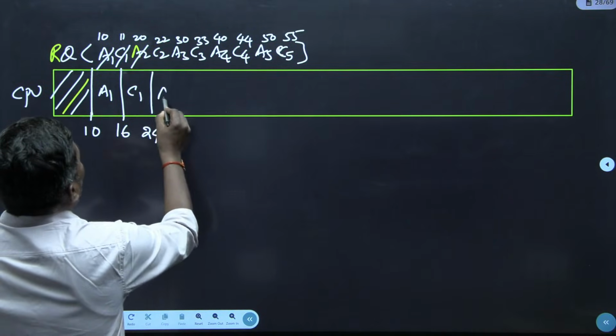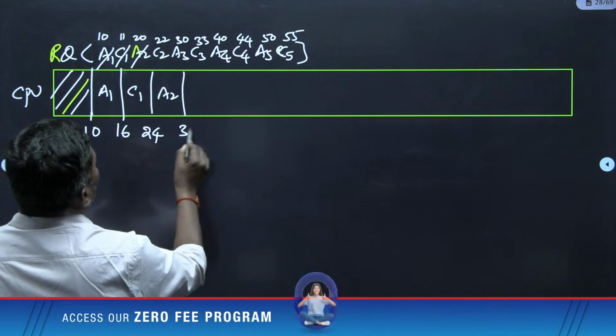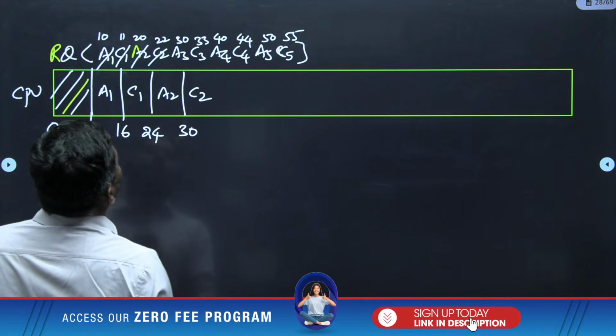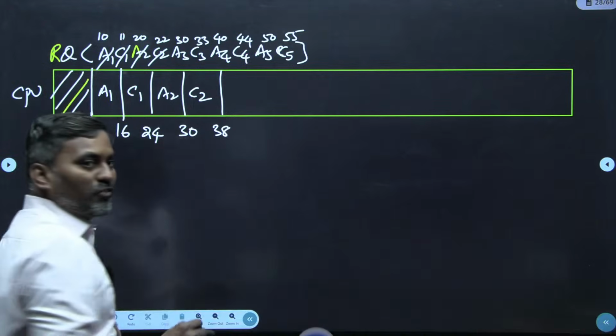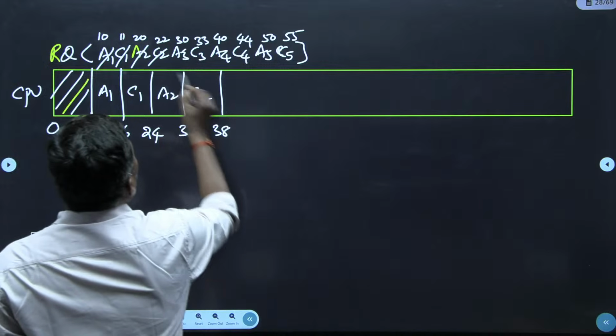Then I can schedule what? A2. A2 takes 6. This will be 30 when it completes. I can schedule C2. C2 will take 8 units of time, so 38. Fixed: A type will take 6, C type will take 8. Schedule A3.